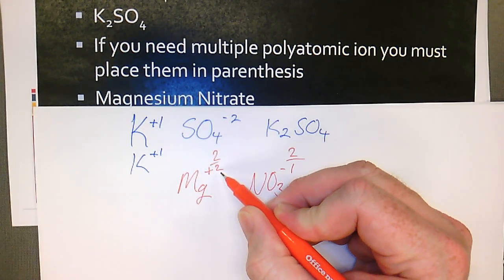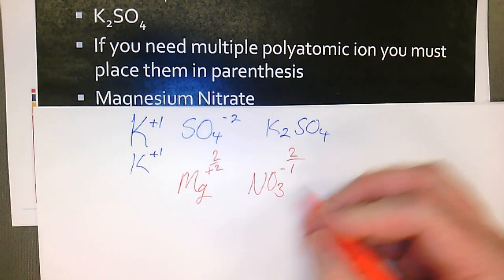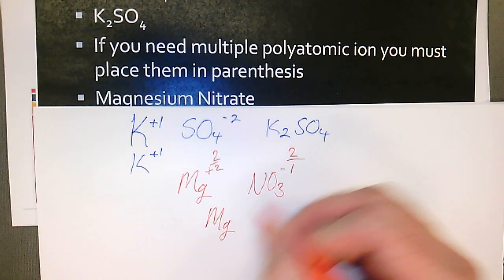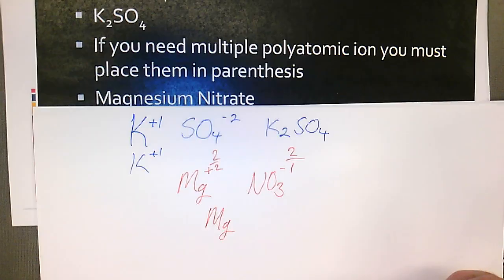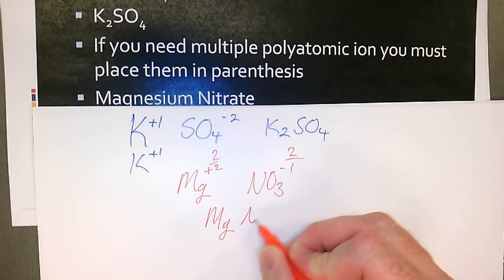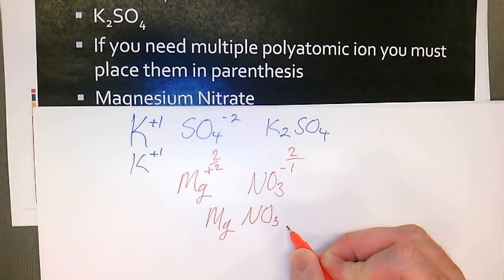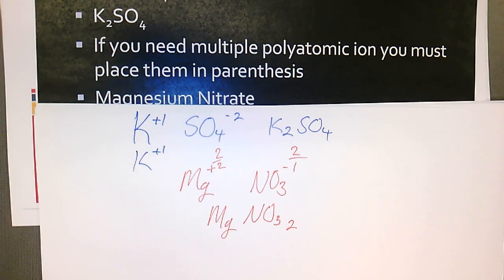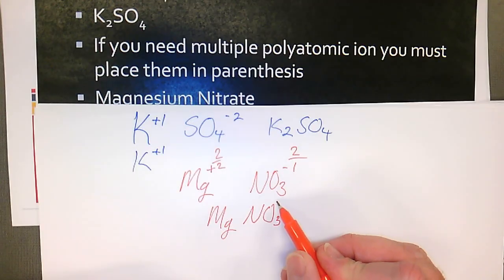What's 2 divided by 2? 1. So just 1 Mg. What's 2 divided by 1? 2. So when we do this, if we go NO3, 2, what's that look like? It looks like 32 oxygen. It is not 32 oxygen.